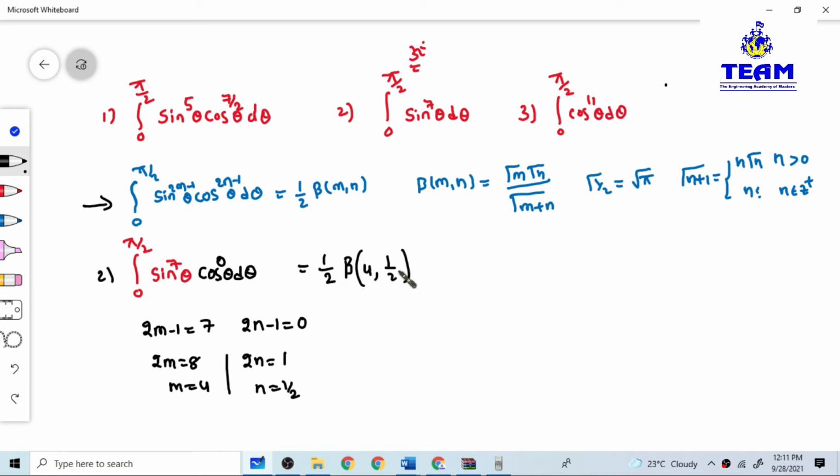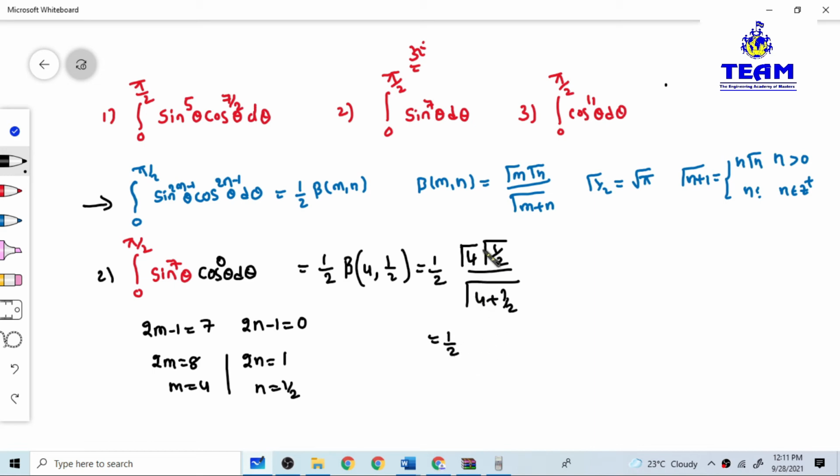Okay, now we have to use the formula. Which formula? The beta of m comma n relation. What is the relation you have? Gamma m gamma n by gamma of m plus n is beta of m comma n. So write down 1 by 2. Now gamma m means gamma 4, and here n is 1 by 2, divided by gamma of 4 plus 1 by 2. So 1 by 2 is 1 by 2.